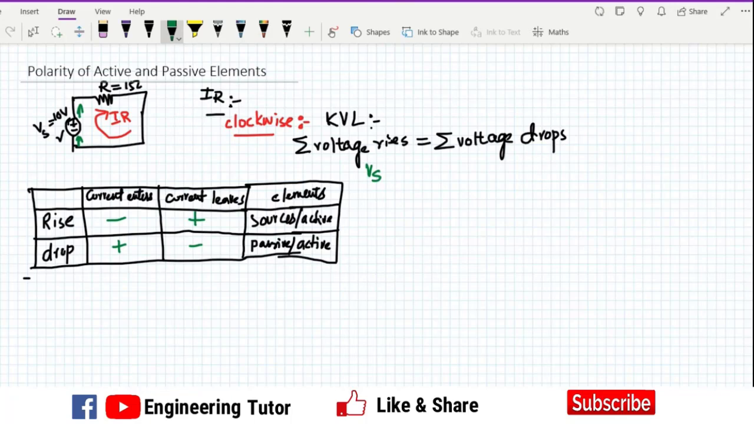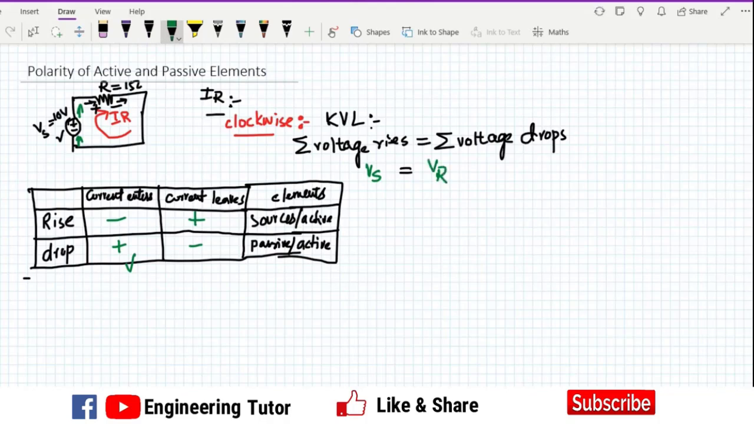Similarly, across the passive elements we always have the voltage drop, and for the voltage drop we developed a rule in which the current always enters through positive and leaves through negative. So for our defined direction, the current is entering through this terminal and leaving through this one. This is the passive element, so that's why the polarity here is positive and negative, and this is again the voltage drop, and it is denoted by V of R.